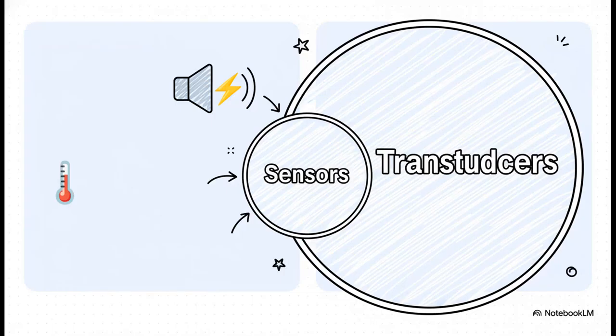Okay, so you'll hear people use sensor and transducer almost interchangeably, but for an engineer, there's a really important difference. A sensor responds to a physical thing happening. A transducer converts energy. So this means that every single sensor is a transducer, but not all transducers are sensors. A perfect example is a speaker. It's a transducer for sure. It turns electrical energy into sound, but it's not sensing anything, is it?